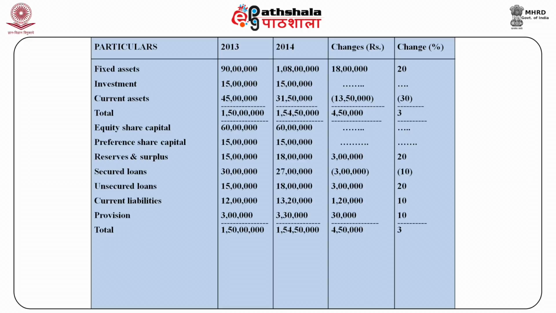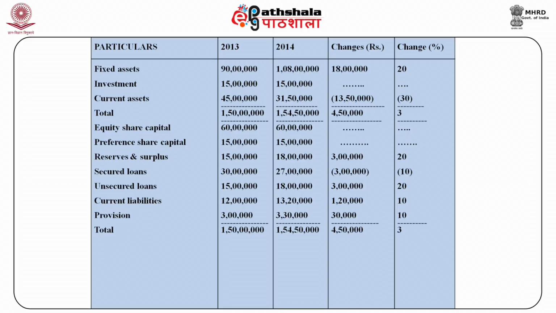Then we have unsecured loans. They have increased from 15 lakh to 18 lakh in the respective years of 2013 and 2014 by 3 lakh, showing in terms of percentage by 10% of the total percentage. Then we have current liabilities. They have increased from 12 lakh to 13 lakh 20,000, showing an increase of 1 lakh 20,000 over the 2 years, namely 2013 and 2014, with a percentage increase of 10%.